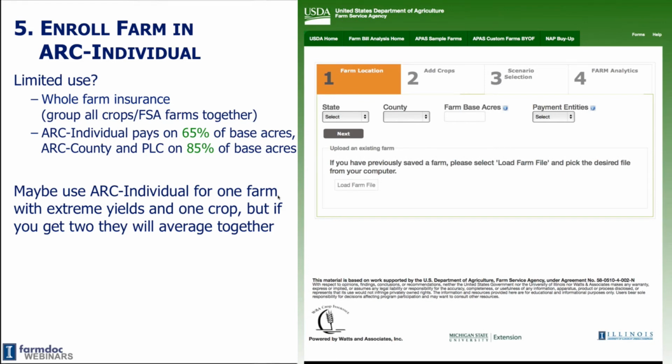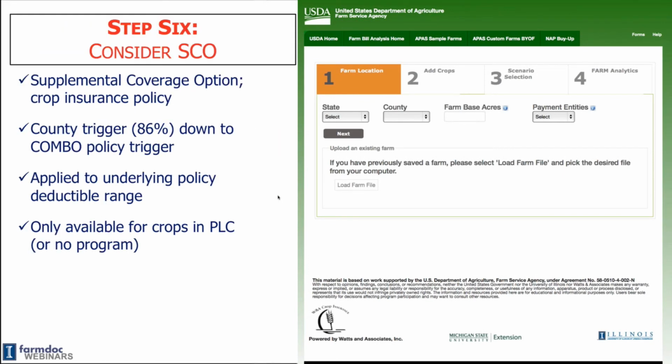Finally, we've talked about SCO. Let's hit it head on. What is SCO? It's a crop insurance policy. This is not something that you're going to get through FSA. You're going to buy it through a crop insurance agent. It's only available if you are not enrolled in ARC. So if you're in PLC, it's available. What it will do is provide risk protection from 86% down to the combo policy trigger.